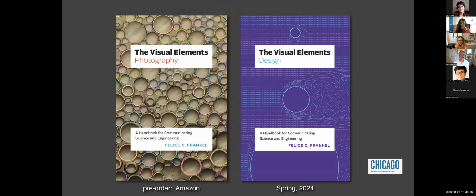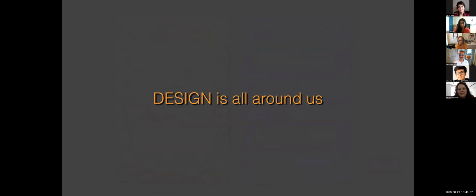The next element is called design, which I'll just touch on very briefly. It's going to be a small handbook. Each of them is doable. That's the point: the other book I made was too big. It was too cumbersome. This is going to be easy. And in that book, I'm going to talk about how design is all around us.